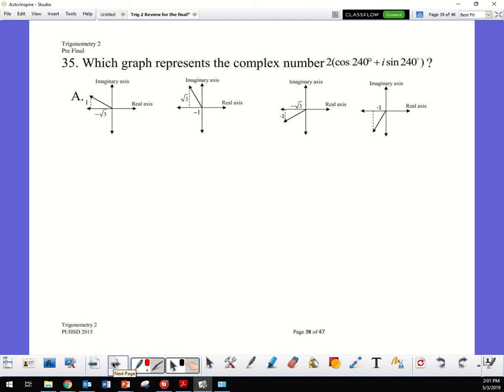Now, first, what's my radius? Please pay attention right now. 2. It's r cis theta: r is the radius, cosine plus i sine of my angle. It's going to be 2 here, right? Now, where is my angle supposed to be at? 240. What quadrant is 240 supposed to be in? Quadrant 3.